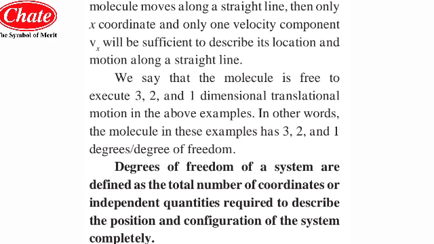Now we will see the definition of degree of freedom. As far as the definition is concerned, the degrees of freedom of a system are defined as the total number of coordinates or independent quantities required to describe the position and the configuration of the system completely. I will repeat once again. The degrees of freedom of a system are defined as the total number of coordinates, let it be x, y or z, or independent quantities required to describe the position and configuration of the system completely. So this is the definition of degree of freedom. Now based on this, we are going to see a few examples in the next topic.